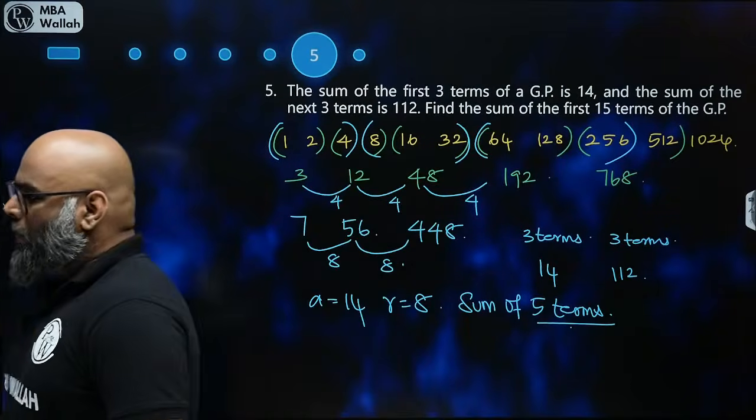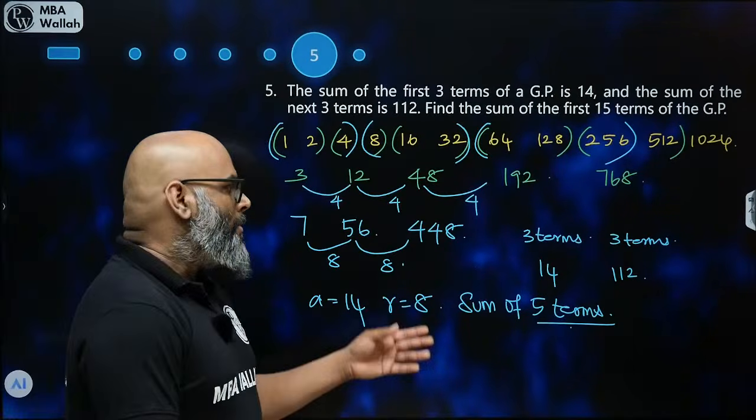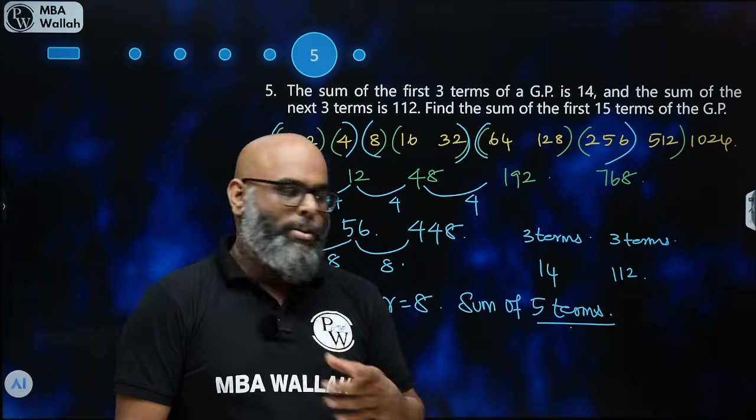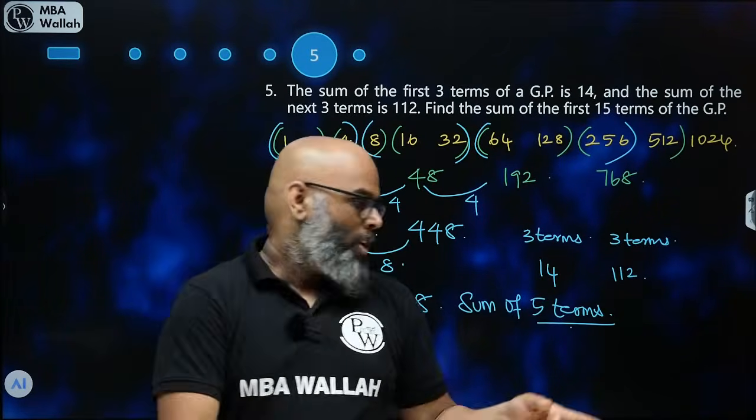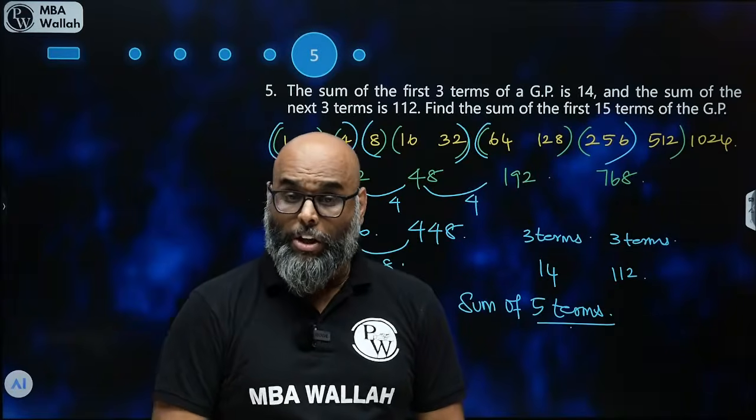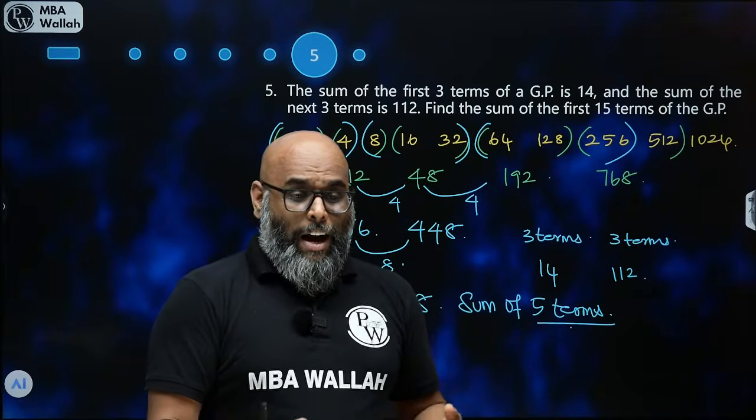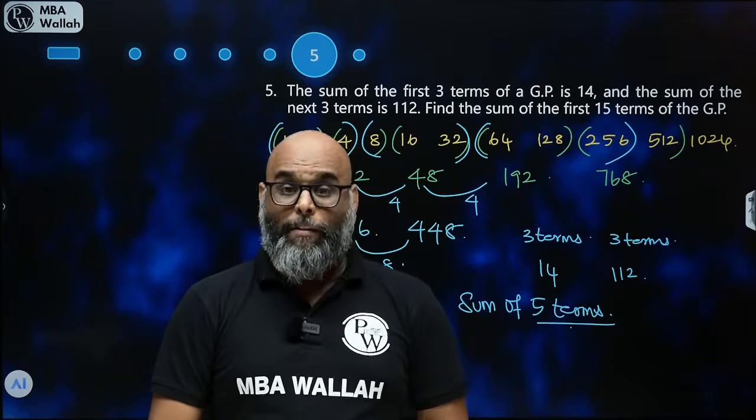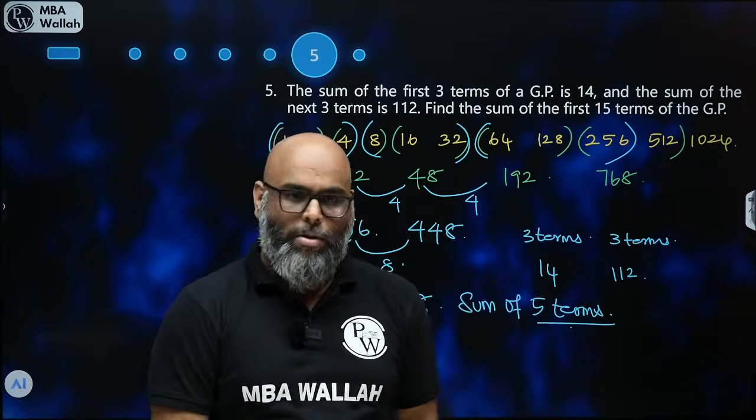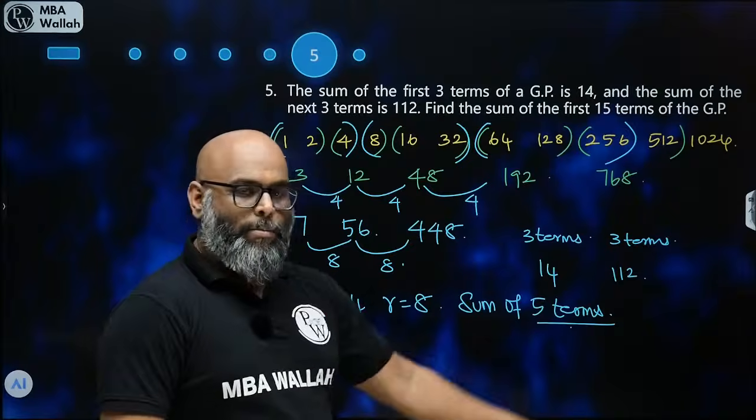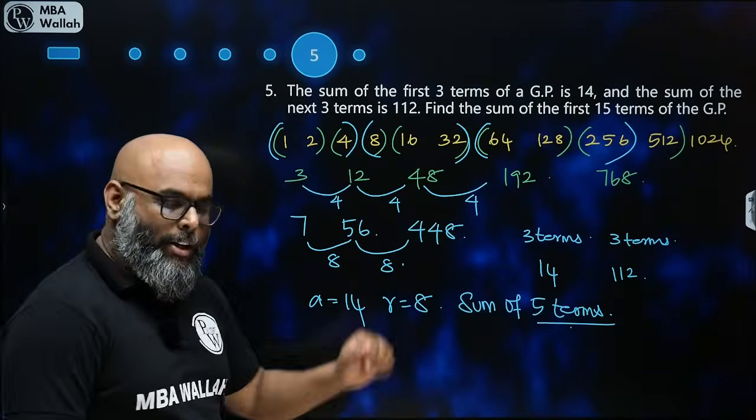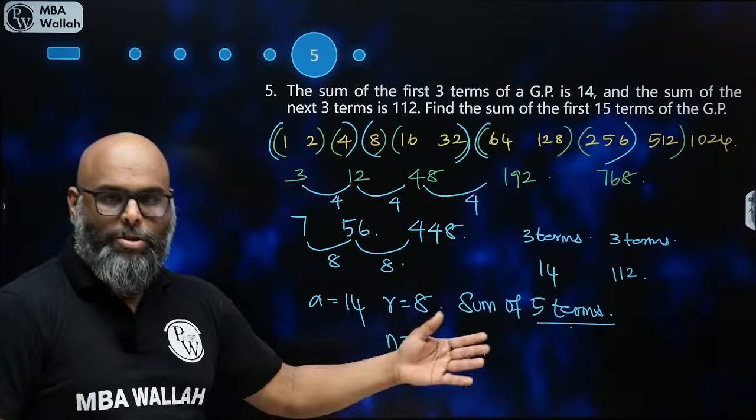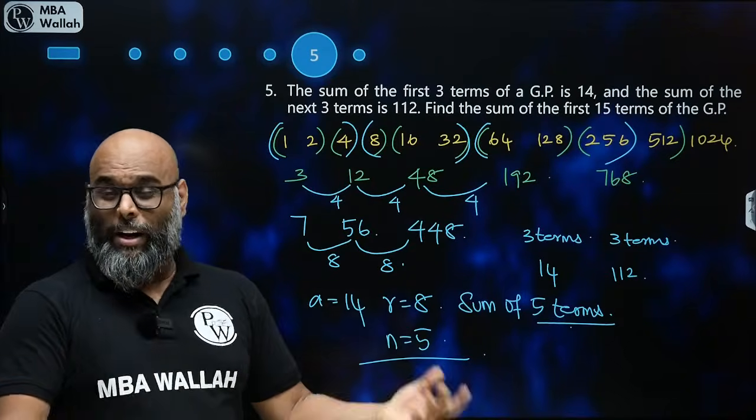Now the question is framed in a way that you don't necessarily have to find A and R. If the question says find the sum of 14 terms, I wouldn't do this. I cannot use this formula, I cannot use this logic, because I get 3 terms, I cannot make 14 terms, but I get 3 terms, I can make 15 terms, 5 times. So sum of 5 terms, A is equal to 14, R is equal to 8 and N is equal to 5. I can use this instead of sitting and finding what A and R are.